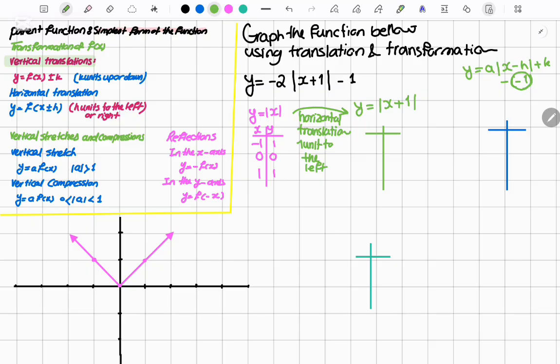1 unit to the left. Because the minus is in the formula and I don't see a minus, it was actually x minus -1. So it's like -1 is getting added by everything. Don't forget that, okay? So I'm going to have my x and my y, and I'm going to copy all the y's from the previous chart over here. And I'm going to subtract 1 from all my x's, okay? So it's going to be -1, -1, -2, -1, and 0, okay?